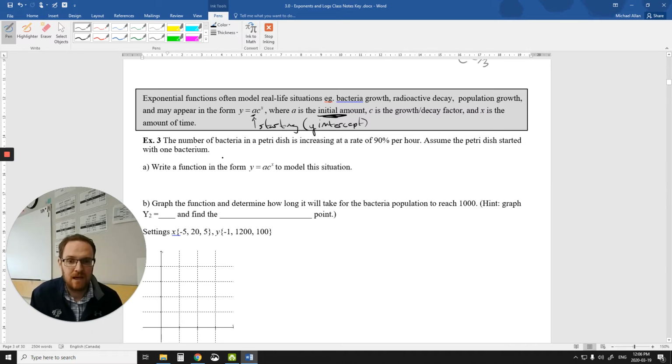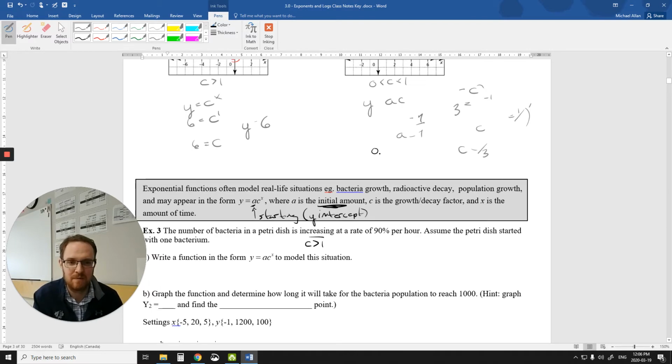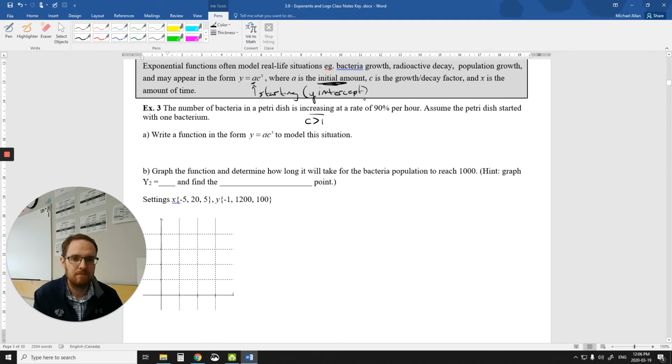So I want to model this. I want to create something that says I'm increasing by a rate. I like this idea where it says increasing. That means my c value has to be greater than 1. But this says only 90%. So remember 90% in decimal. Let me just fix that. Come down here, back in the right spot.